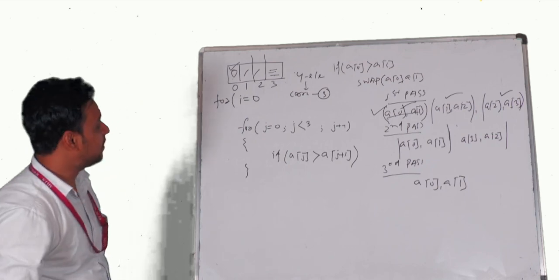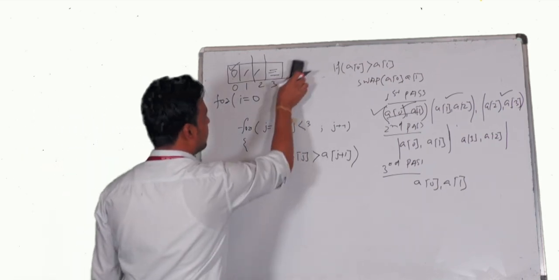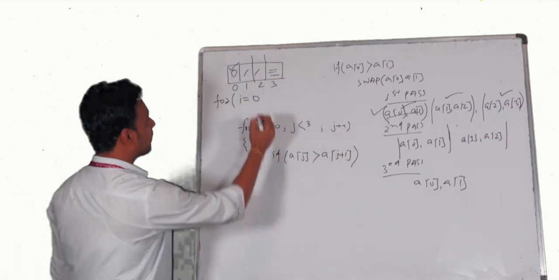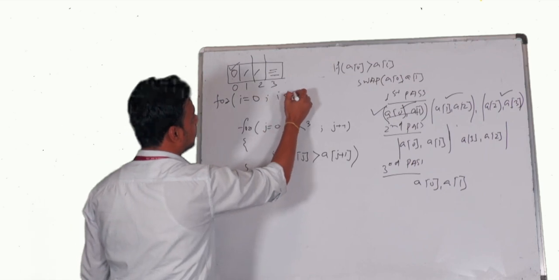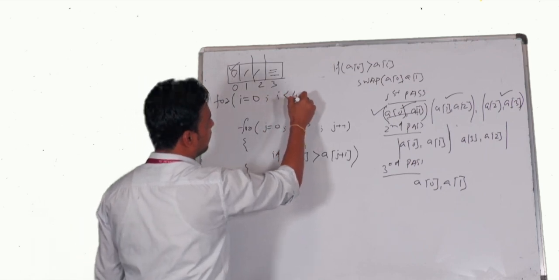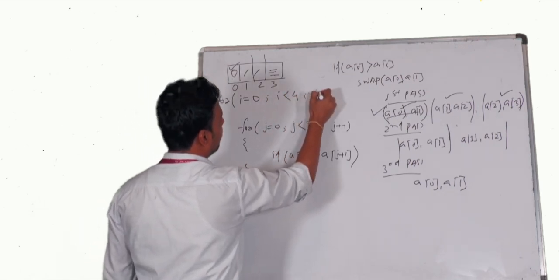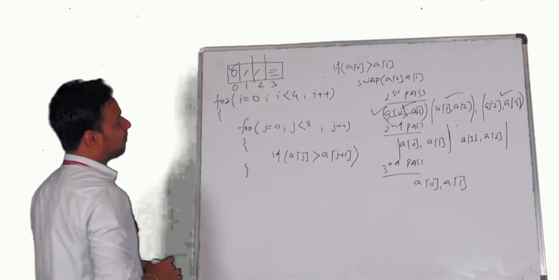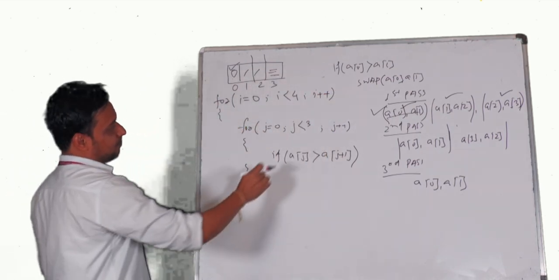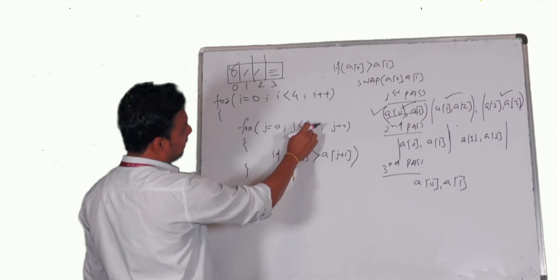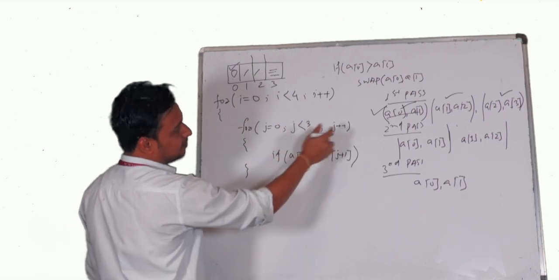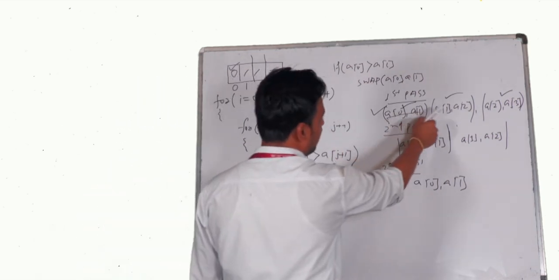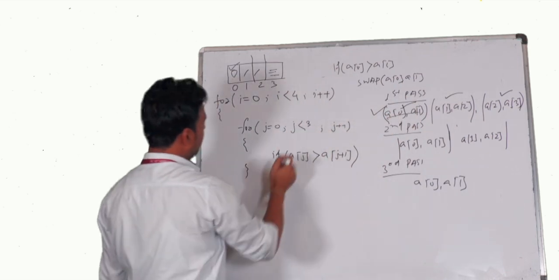So I can write it as i equal to 0, i less than 4, i plus plus, right? Now if I just write j less than 3, then this loop will always run and compare a0, a1, a2, a1, a2, a2, a3, right?